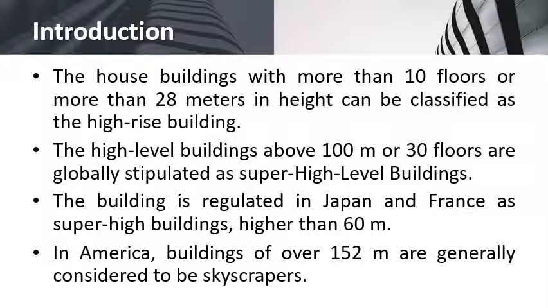Residential buildings with 10 or more floors, or more than 28 meters in height, as stipulated in China, can be classified as high-rise buildings, as can other types of high upright civil concrete structures above 24 meters. But high-level buildings above 100 meters or 30 floors are globally stipulated as super high-rise buildings.